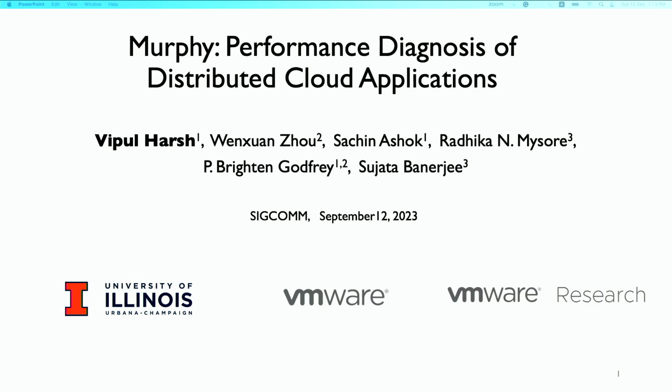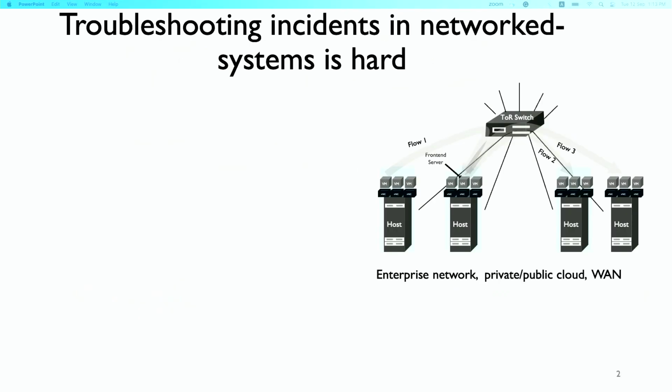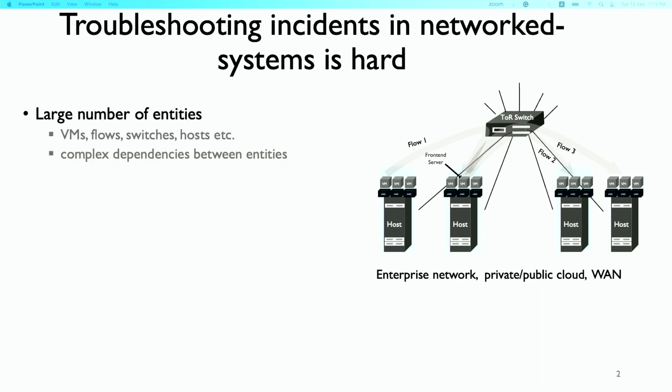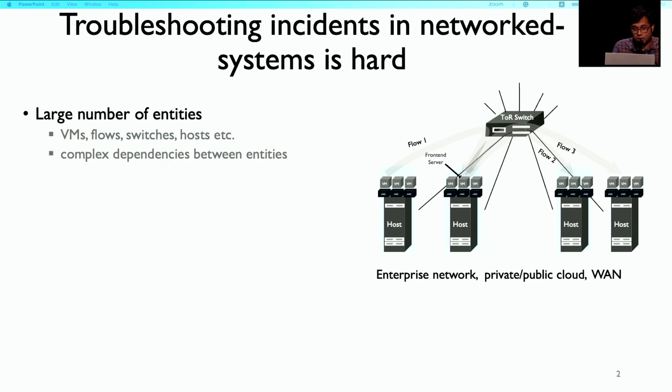Hello, everyone. My name is Vipul, and I'm going to talk about Murphy, which is a system for performance diagnosis of distributed cloud applications. Troubleshooting incidents in network systems is hard, and there are a number of factors which make this challenging. There could be a large number of entities in the system, both virtual and physical, and these might include VMs, flows, switches, hosts, service components, networking components, etc. And these entities might have complex dependencies between them.